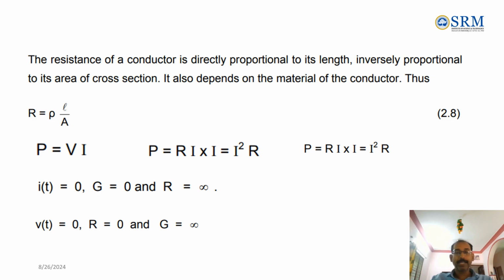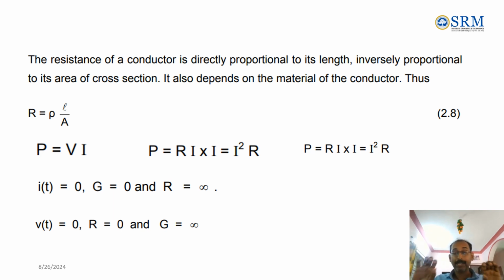So the resistance of a conductor is directly proportional to its length and inversely proportional to its area of cross section. It also depends on the material of the conductor. So what is R? R is nothing but rho L by A. Rho is the resistivity of the material, L is the length of the conductor, and A is the area of cross section. We assume that the area of cross section is the same along the entire length of the conductor. Assume a 1 meter wire where the area of cross section at the initial side is one value. If at the other end it is different, then Ohm's law is not applicable. So we assume that the area of cross section is the same.